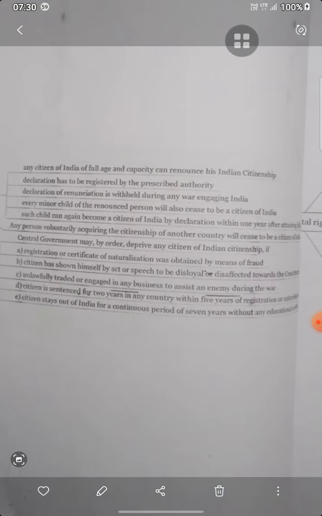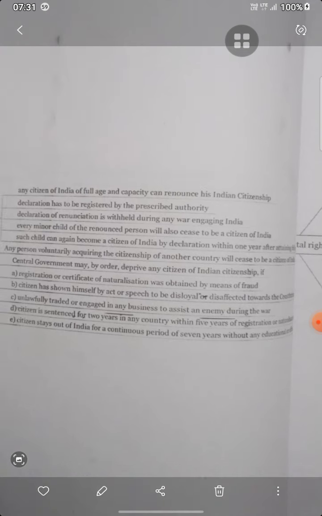Next is termination of citizenship. Any citizen of India of full age and capacity may renounce his Indian citizenship. The declaration has to be registered by the prescribed authority. Such a declaration of renunciation is withheld during any war in which India is engaged. Every minor child of the renouncing person will also cease to be a citizen. Such a child can again become a citizen of India by declaration within 1 year after attaining majority. So if a person voluntarily acquires the citizenship of another country, he ceases to be a citizen.